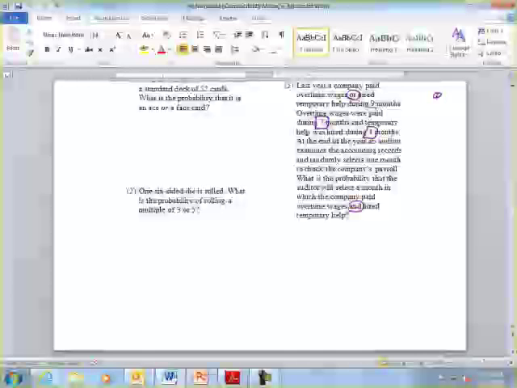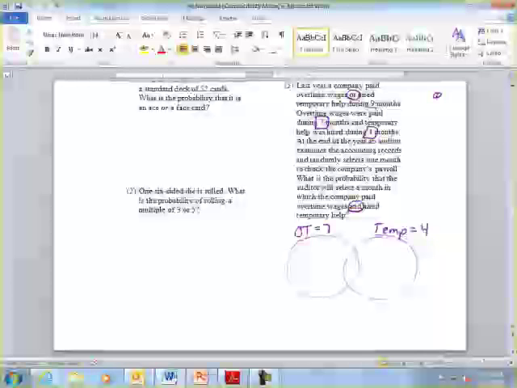So we have another keyword for it. I like to represent these with Venn diagrams. It's not necessary, but it helps organize all this information because there's a lot of information in this problem. So I'm going to let one circle be overtime, one circle be temp help. How many months did they do overtime? 7. Okay, it says overtime wages were paid during 7 months. How many did they do temp help? 4.